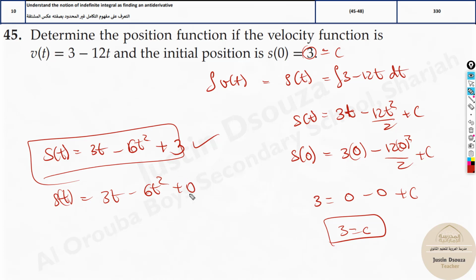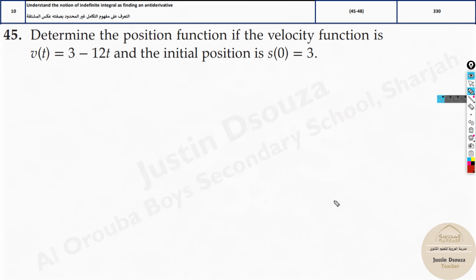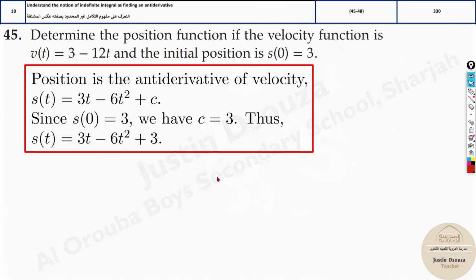But what if your option is something like this? Then we can't use the calculator method, because for both we'll get the same answer. So try to remember the formulas over here and try to solve it by yourselves. You can see the answers are worked out over here.